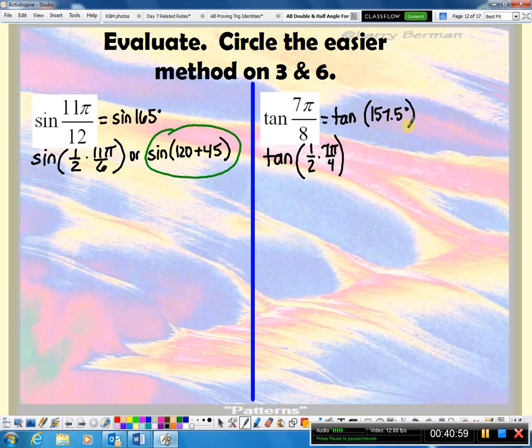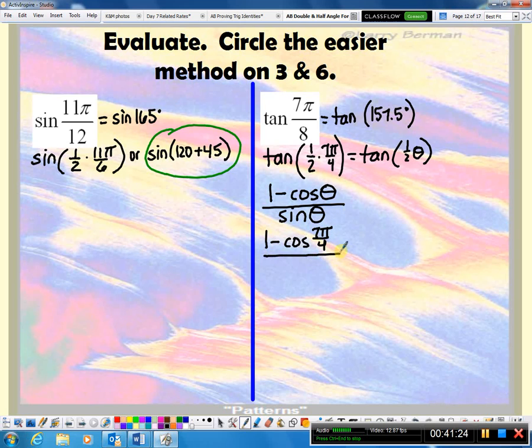Well, what's the half angle formula? Because remember, this is tangent of one half theta. The half angle formula is 1 minus cosine theta over sine theta. This is the best formula we've got anyway. I want to use it. Even if I had a choice, I would have used it. Well, that's 1 minus, in this case, 7 pi over 4 is in the role of theta. And I'm going to show you something that's going to help you. You don't have to do this, but it will make it faster.